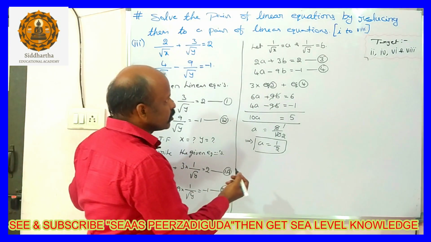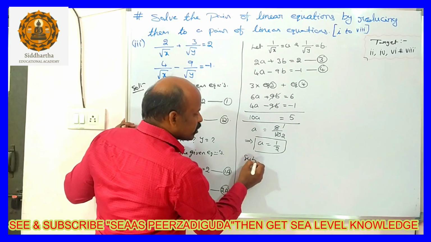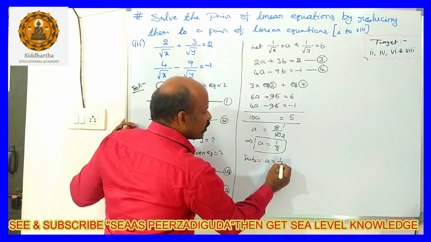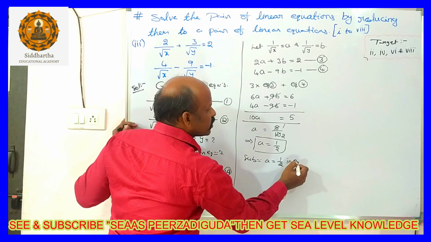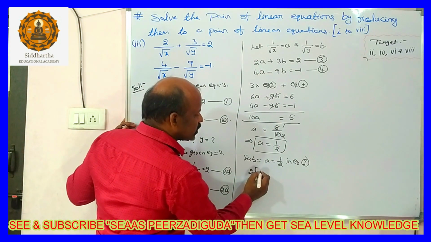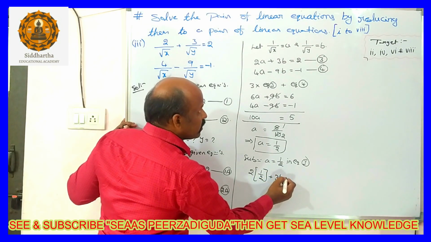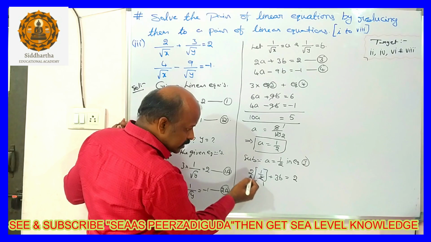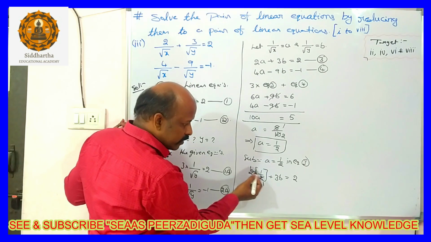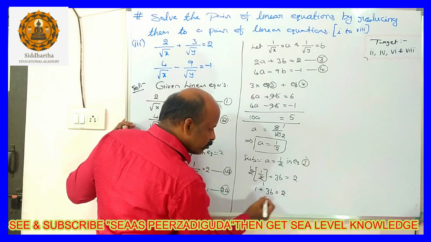Now I am going to substitute the value of a in equation number 3. Substitute a is equal to 1 by 2 in equation number 3. So what is equation number 3? 2 into, what is the a value? 1 by 2, plus 3b is equal to 2. 2 ones are cancellation, 1 plus 3b is equal to 2.